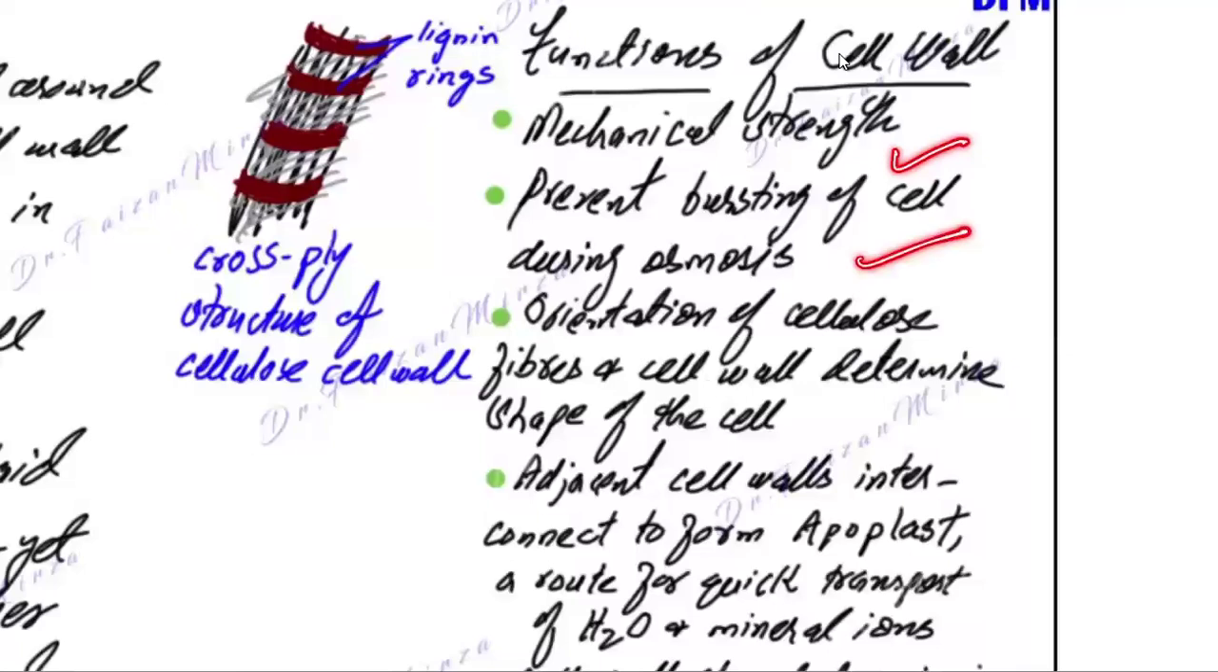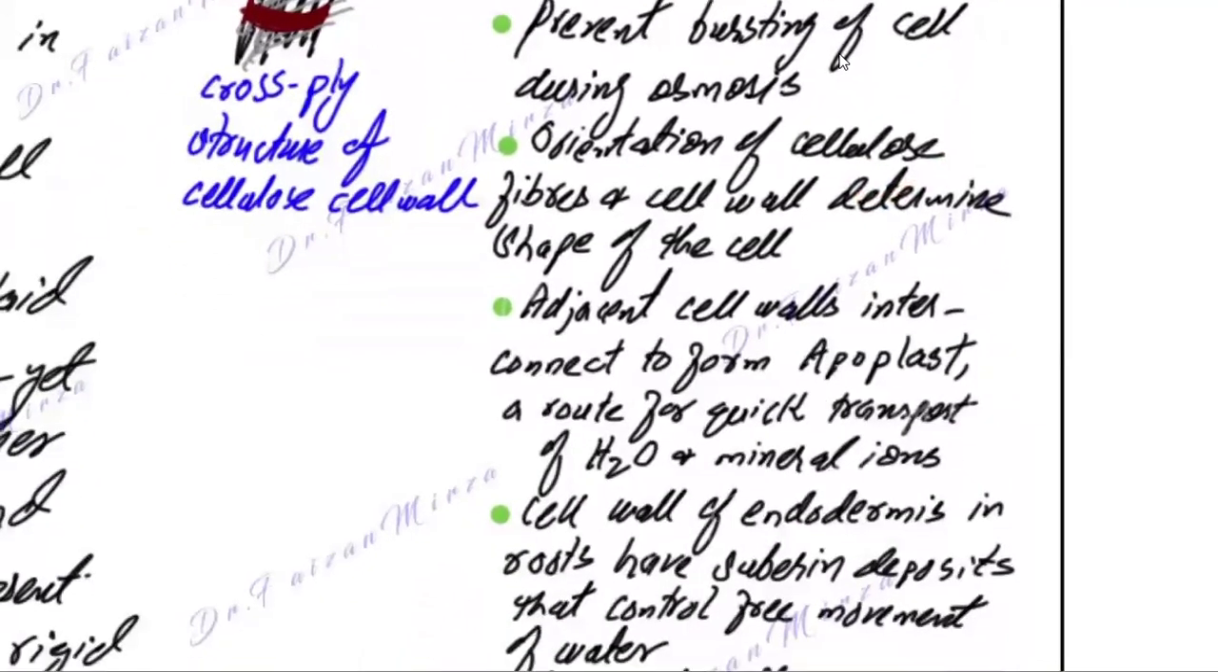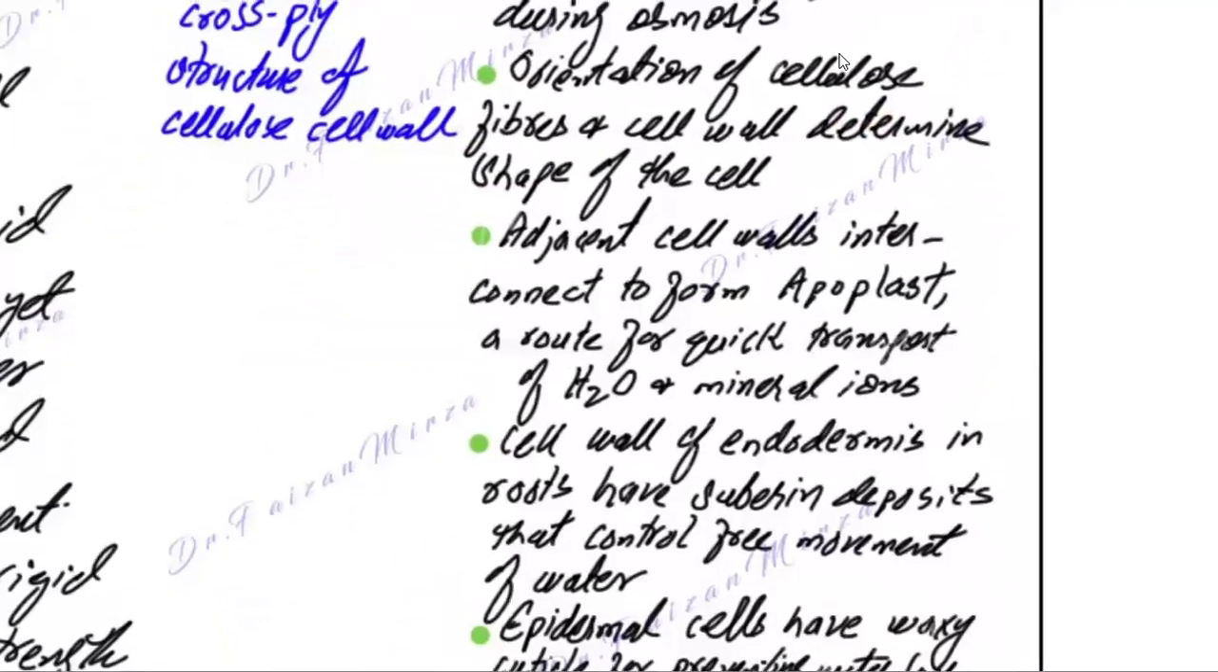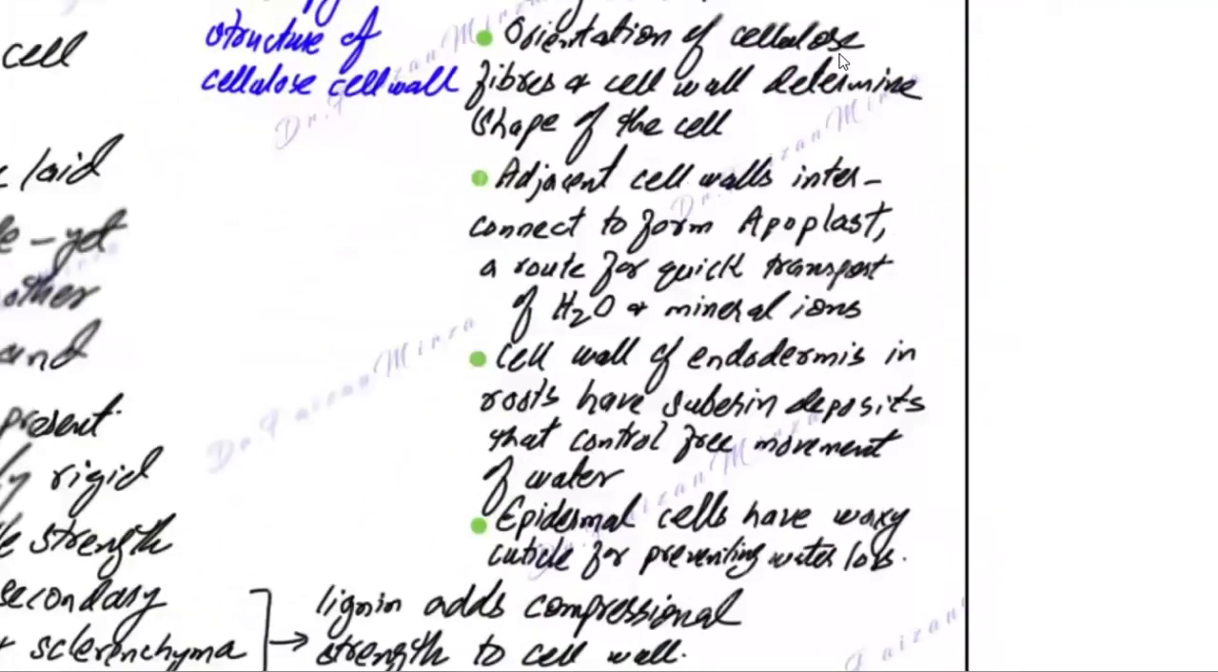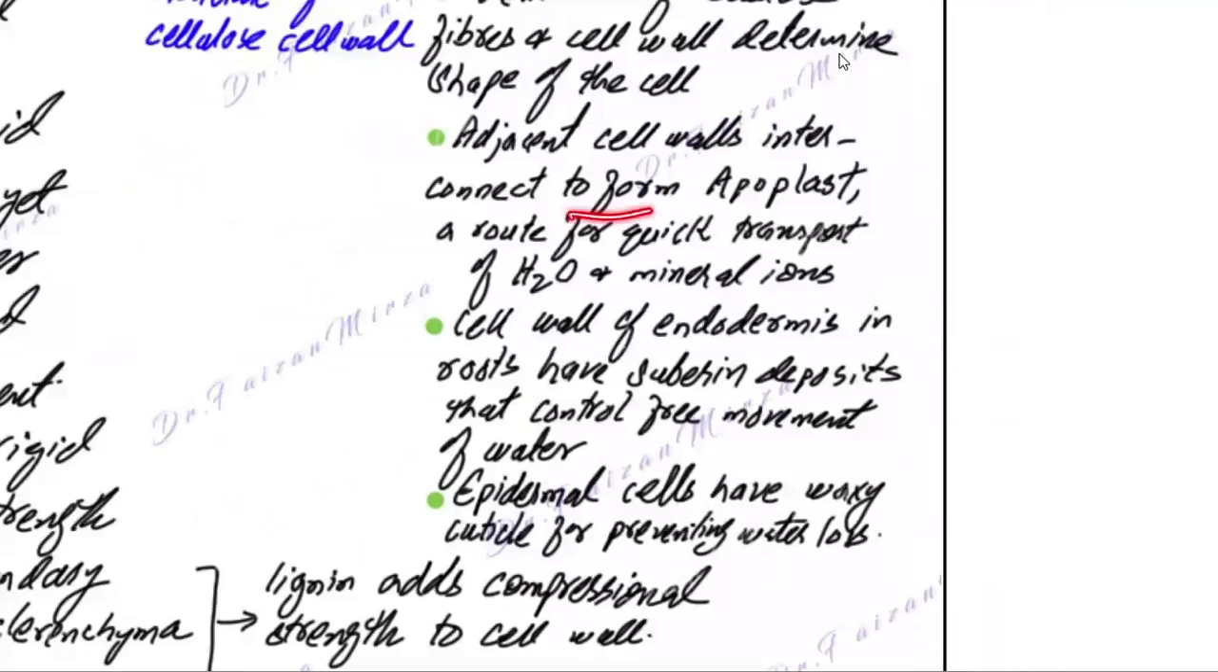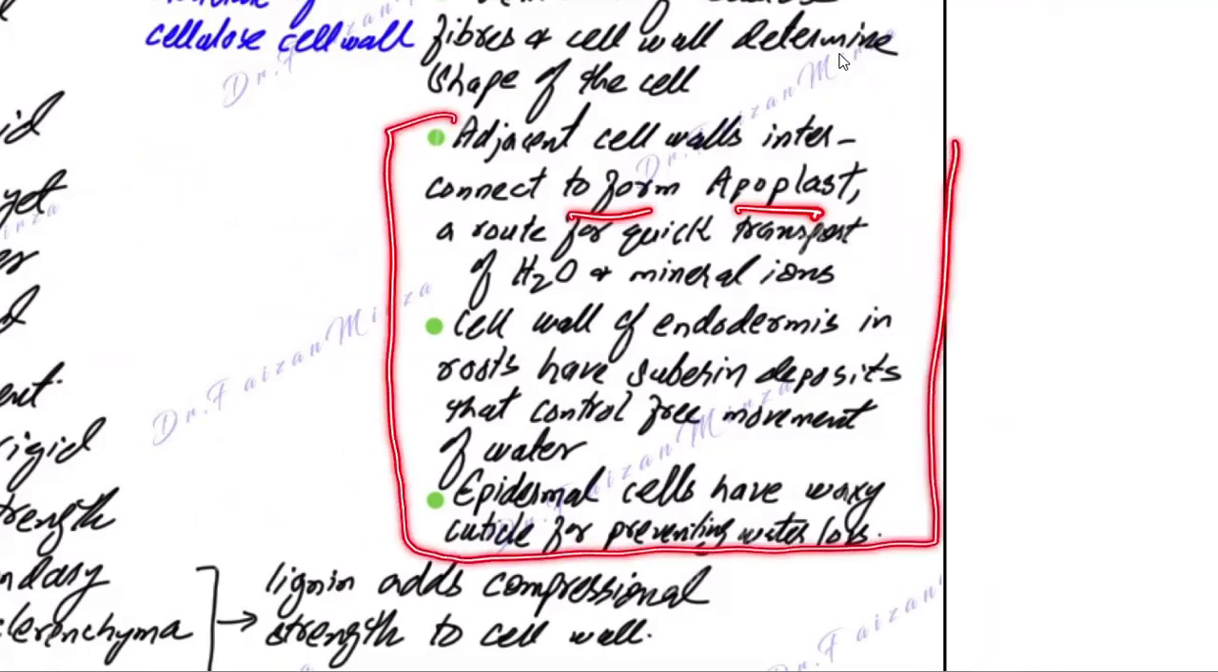What are the functions of the cell wall? Mechanical strength, preventing bursting, orienting the cellulose fibers, and determining the shape of the cell. Adjacent cell walls of the plants form an interconnected pathway which is called the apoplastic pathway. We will discuss this in detail later on when we discuss transport in plants.